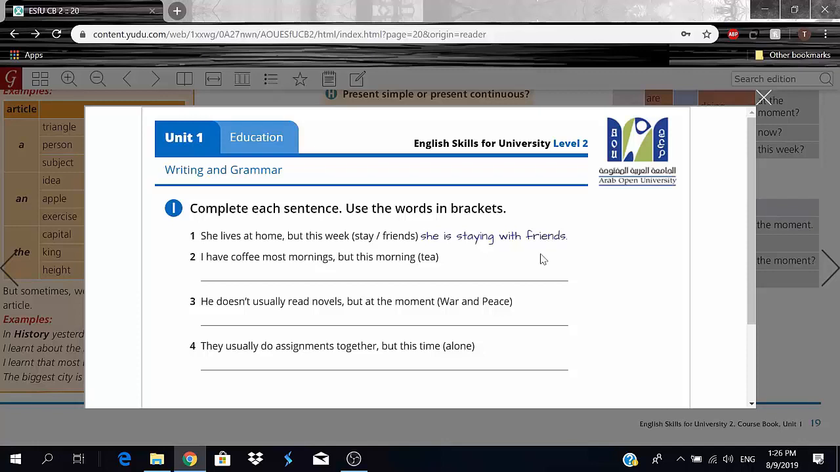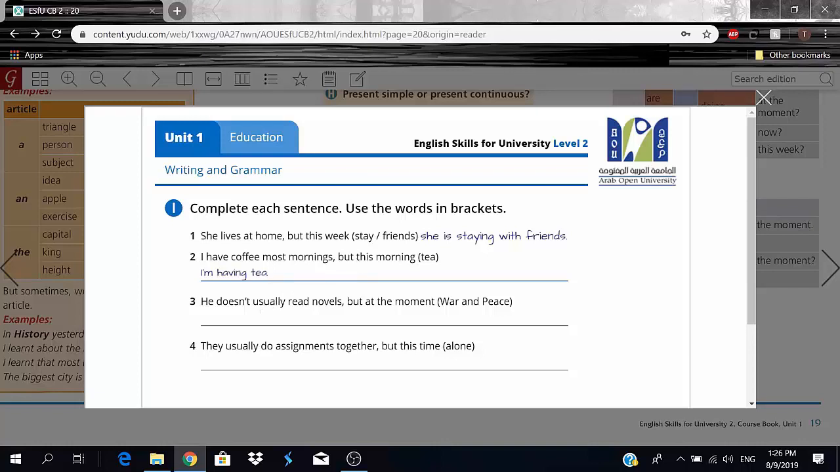Okay. Now, 2. It says, I have coffee most mornings, but this morning, and between 2 brackets, we just have tea. So I can say, I have coffee most mornings, but this morning, I'm having tea. I'm having tea. Okay? So yeah, but this morning, I'm having tea.